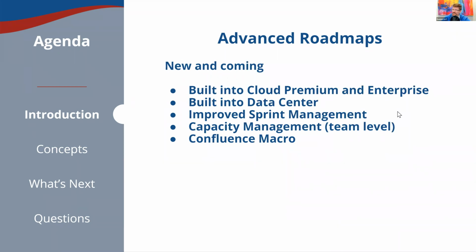Again, it is now built into Cloud Premium and Enterprise out of the box, comes with it. Also built into Data Center, coming soon. I think that's happening in the next couple months. They have added improved sprint management in the last couple months. Specifically, what that means is you can look at future sprints within advanced roadmaps now, and you can preset capacity for those future sprints. You can also anchor future sprints to future sprint dates, which you couldn't do before, which is also important for Jira Align, technically speaking. It provides team level capacity management.